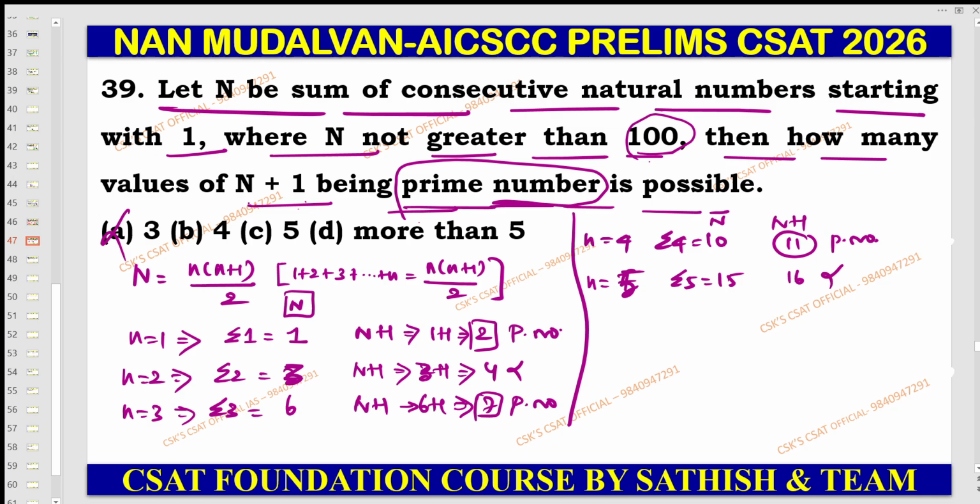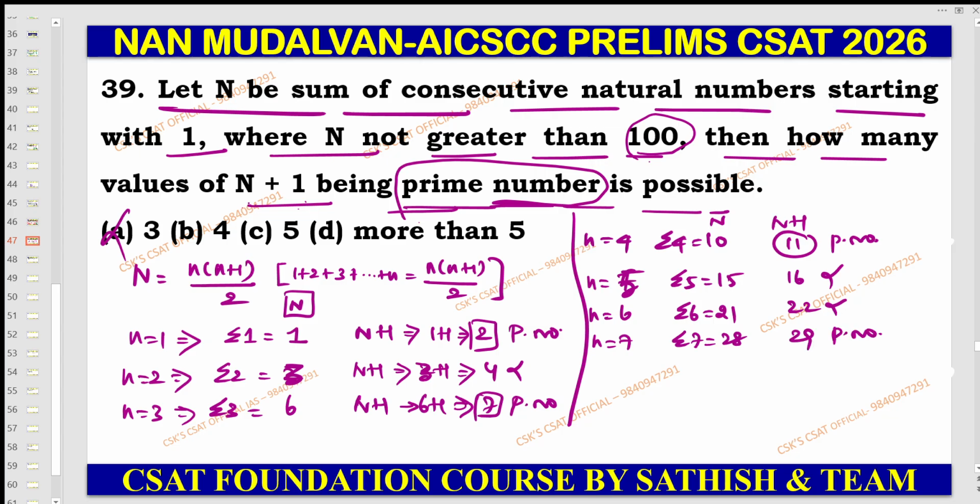16 will be there, not a prime number. N is equal to 6. Summation 6 is nothing but 21. 15 plus 6, if you add up, 21. Here 22 is not prime. So n is equal to 7. Summation 7 is nothing but 28. 21 plus 7 becomes 28, simple. So n plus 1, yes, prime number.